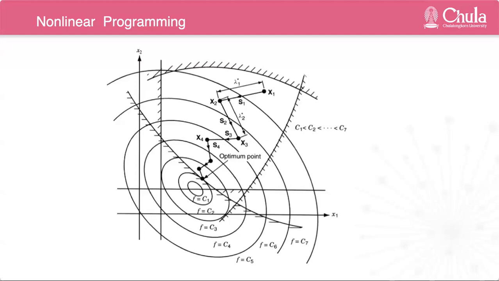So you see that the iterative process involves two things. The first one, the direction, and the second one, the length: how large of a step we move in each iteration, okay? And the first one involves the direction, how to choose the right direction, okay?